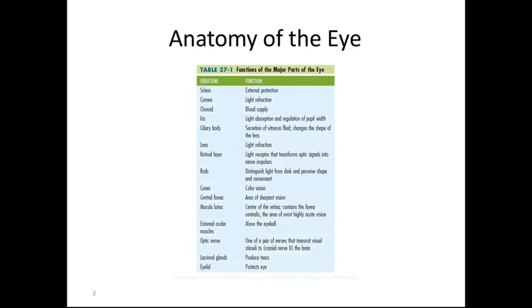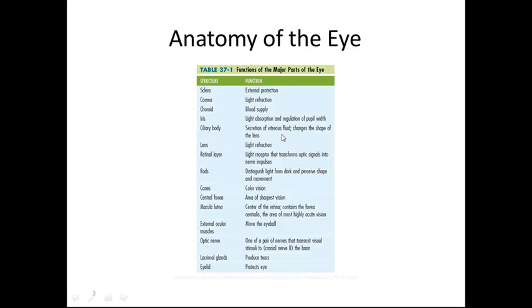The anatomy of the eye, the sclera is the external protection. It is the white part of our eye, and sometimes this part of the eye will have a yellowing. This is an indicator of jaundice, alcoholism, and sometimes different liver diseases. The cornea refracts light, the choroid supplies blood, the iris absorbs light and regulates the pupil width. This is where we get the color of our eye.